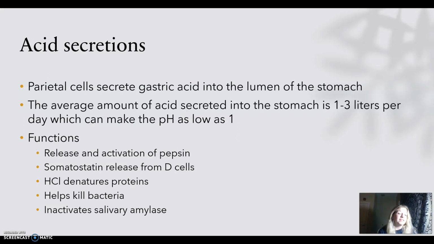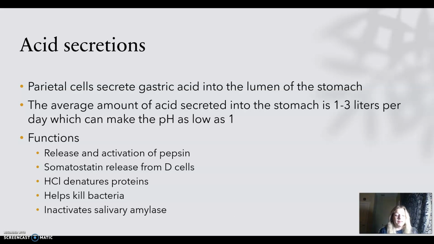So the next secretion that I will talk about is acid secretions. Parietal cells secrete gastric acid into the lumen of the stomach, and parietal cells can be found deep within the gastric glands. The average amount of acid secreted into the stomach is 1 to 3 liters per day, which can make the pH as low as 1.